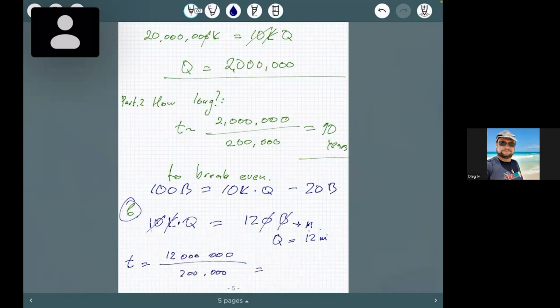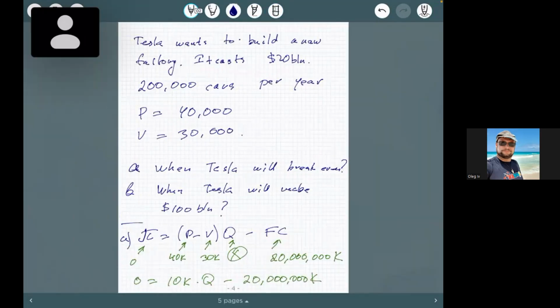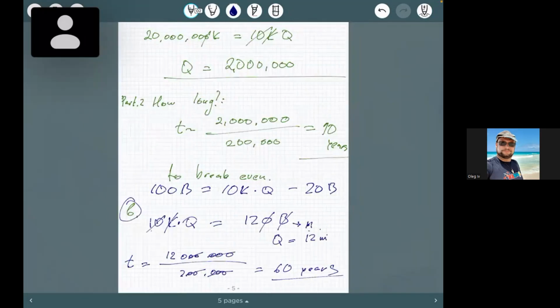So the time, cancel this, 120 divided by 2 is 60 years. So that's quite a long time. So if you're an investor and you expect the company to make that amount of money, it will take 60 years in our example. So not the greatest investment. Usually you want to at least break even.